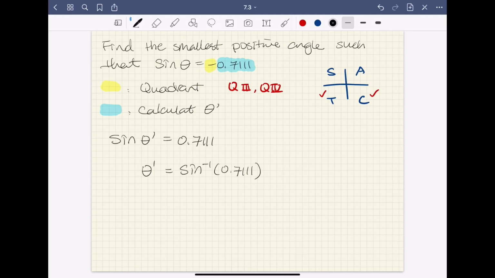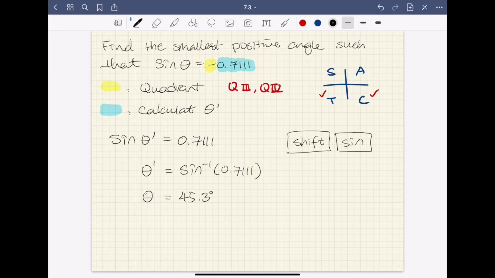You guys know how to calculate this on your calculator, right? It's shift and the sine key. Press shift and press sine, then press 0.7111, you'll be able to get theta. So theta here is equal to 45.3 degrees.